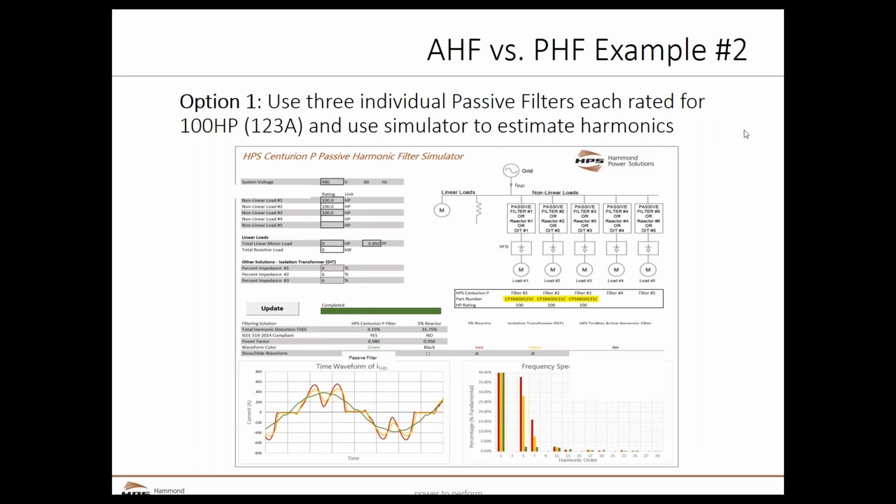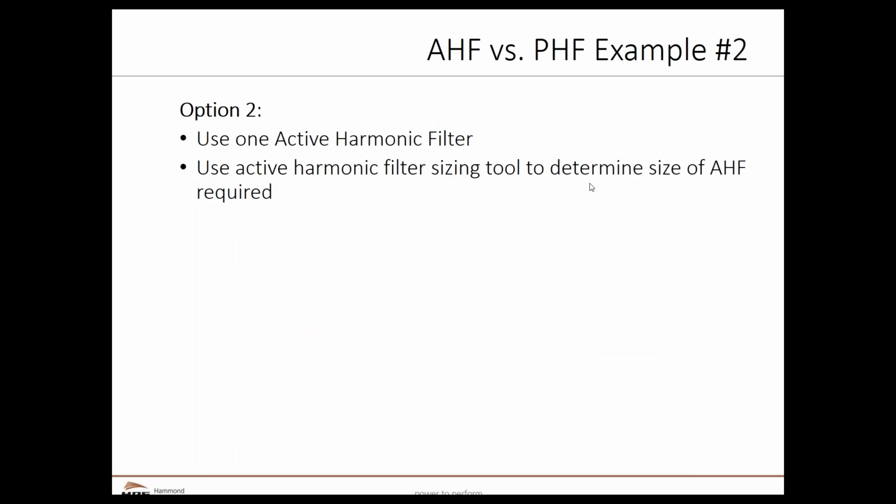Okay, it also illustrates that the power factor will improve. With a line reactor, you'd have a power factor of around 0.96, and with the passive filter, it would improve to about 0.98.